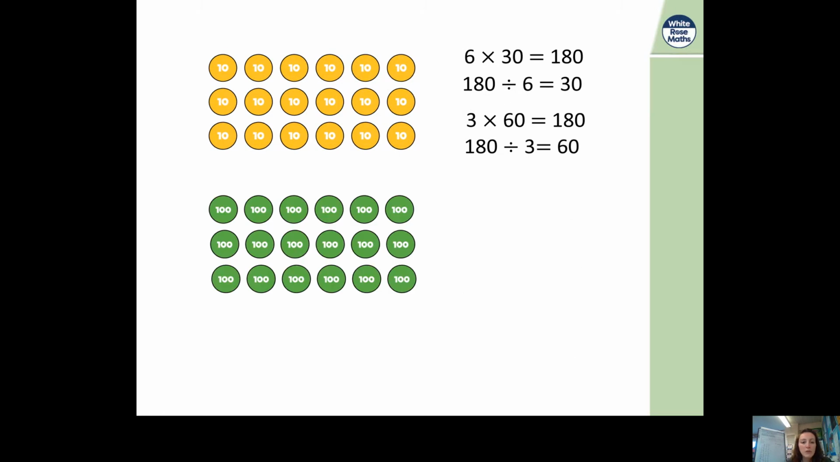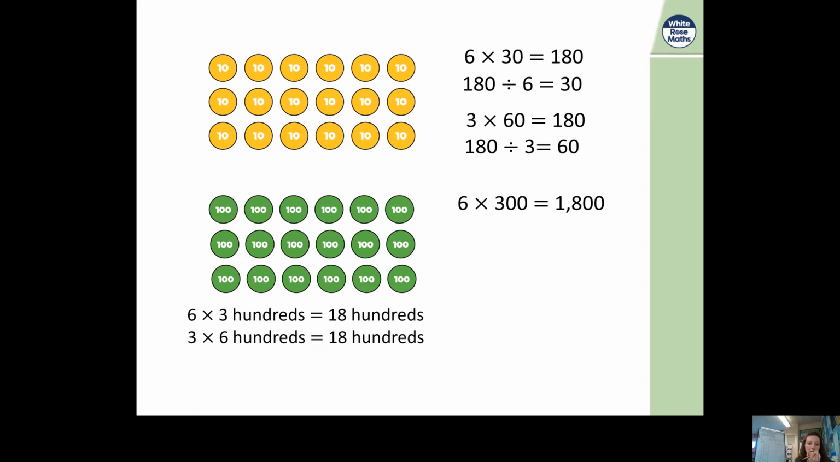One more example then. What's different about this array? So here we are using 100 counters. So 6 times 300s equals 1800s. Or 3 times 600s equals 1800s again.